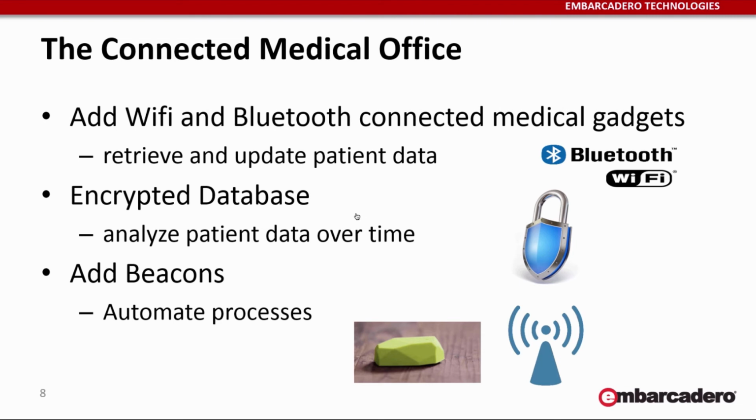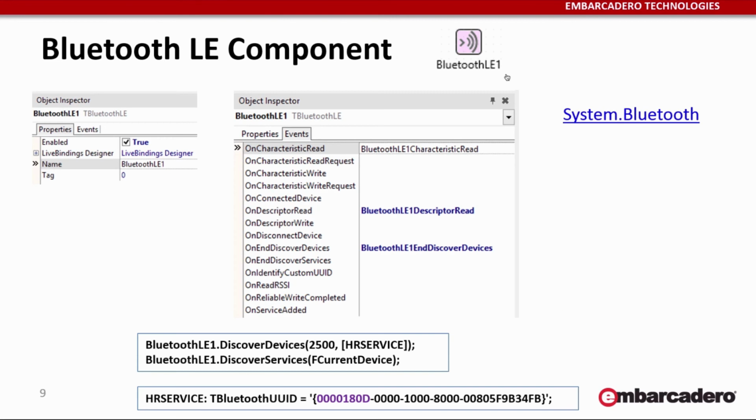Now, the data received from these gadgets can then be stored in an encrypted database, and then you can analyze the historical patient data over time. And by adding beacons for location-aware apps, the medical staff can automatically check in patients as they arrive into the clinic, or notify them on their mobile devices that it's time to update their insurance record or that a copay is due.